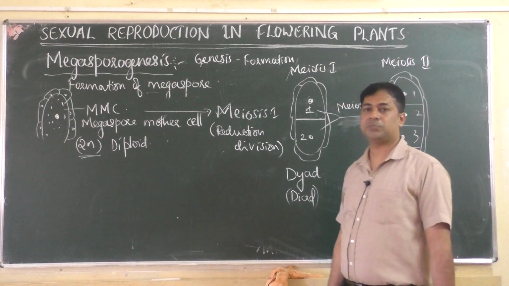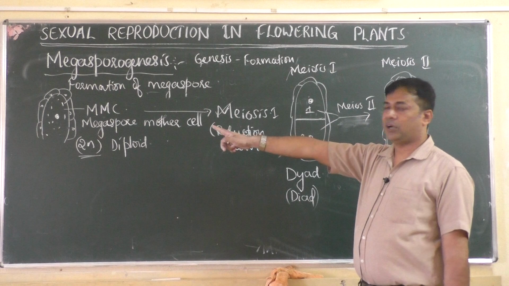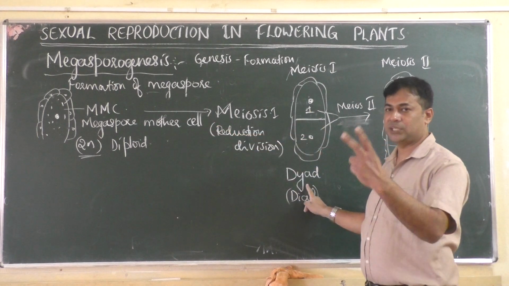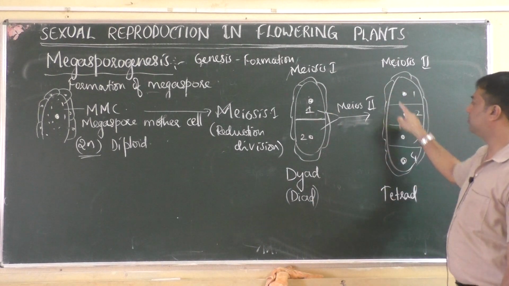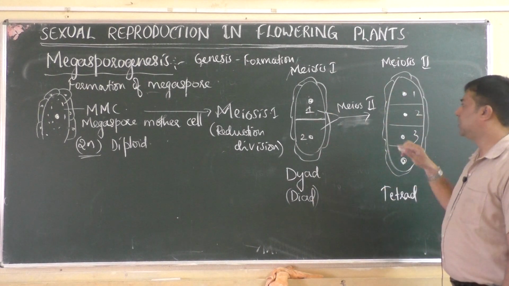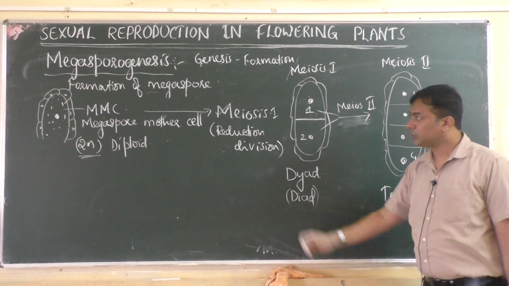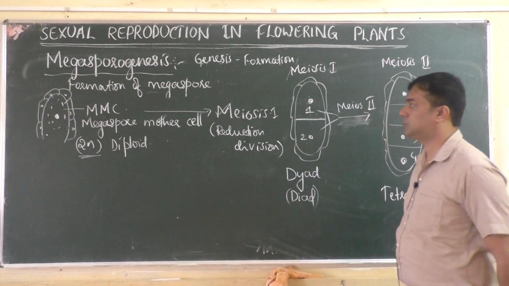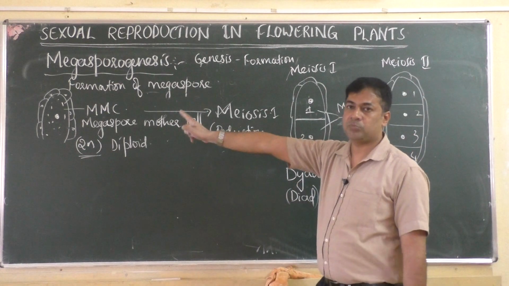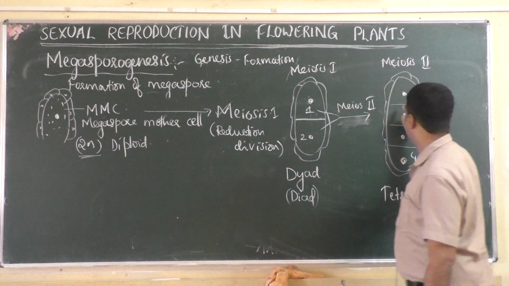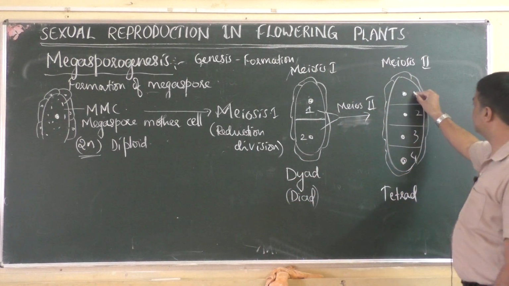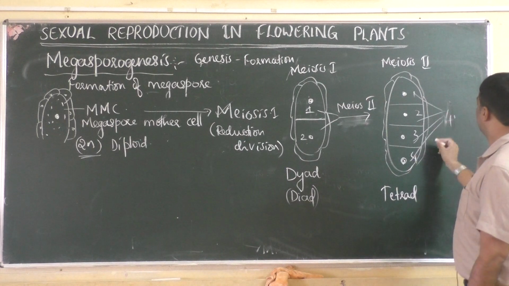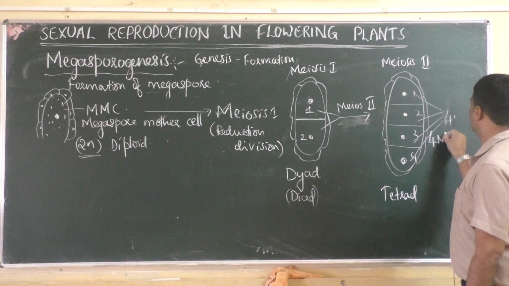So what happened? Megaspore mother cell divided by meiosis and produced two cells. This is called dyad condition. Di means two cells. And two cells divided and became four cells in meiosis 2. So after end of meiosis, one megaspore mother cell produces four megaspores. I repeat, one megaspore mother cell produces 1, 2, 3, 4 megaspores. So four megaspores are produced.